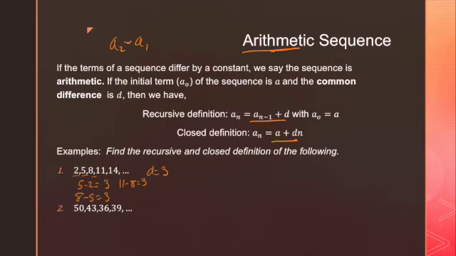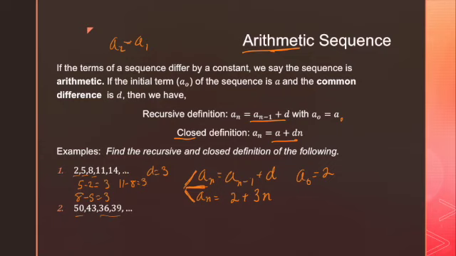So in this case, to do the recursive definition, I have a sub n is a sub n minus 1 plus d, and a sub 0 is 2. For this one, I want to find my common difference. Let's do the closed definition first. Here I would have a sub n is 2 plus my difference, 3 times n. And both of these will give you the correct sequence.